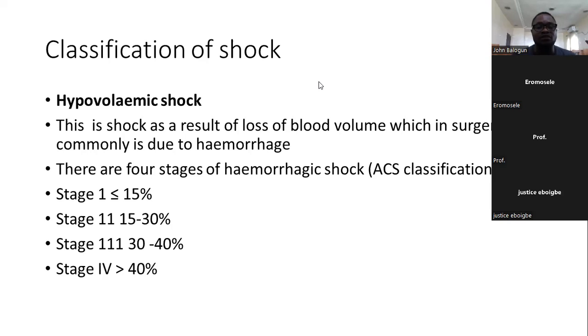Now, there are 4 stages of hemorrhagic shock. This particular stage, this is how it's going to come out in your exam, if it ever comes out. They would give you a clinical scenario, whereby they will say the patient had an accident or had a cut somewhere in the body and was bleeding. However, the parameters of the patient were noted to be this.